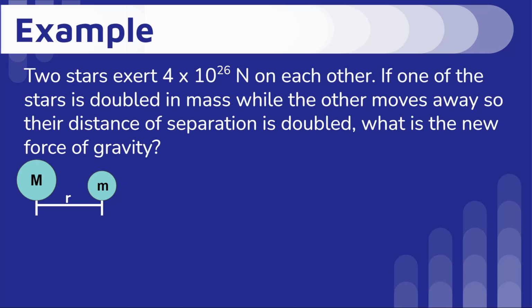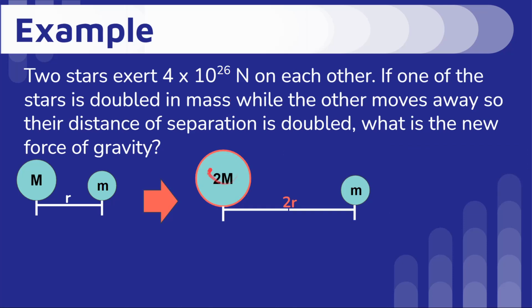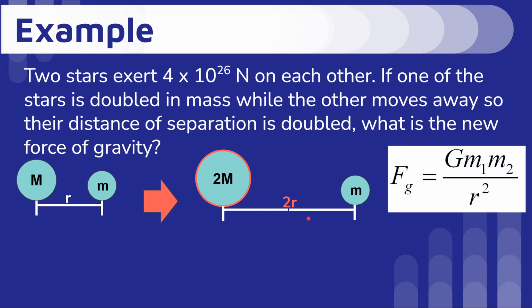So here's my initial scenario. I have my 2 masses. I don't know what they are because it doesn't tell me, but I called them big M and little m. Okay, I have my distance of separation r, and this question is describing a scenario where one of my masses is doubled. Now I have 2m over here, and my distance is doubled. Now I have 2r over here. And so we're looking at what's the new force of gravity. And I don't have numbers to plug into this equation because I don't know either mass or anything like that, but I do know the relationships. And so I can use proportional reasoning to answer a question like this.